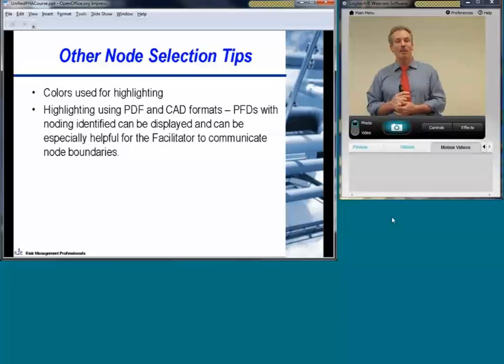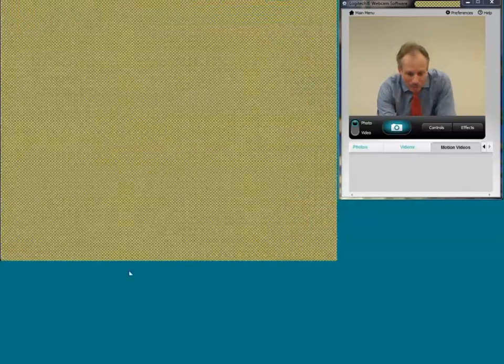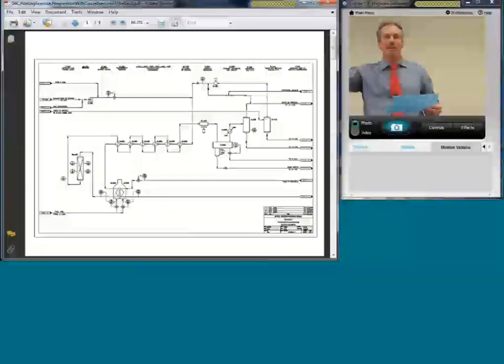Also, we tend to highlight PDF files so they can be useful later. And in fact, that's the one being used for our little workshop this morning. So let's do a little exercise for defining the nodes. What I'm going to do is switch over to that PDF file, and just the first page, if you wouldn't mind. Good. All right. You got that? Okay, great.